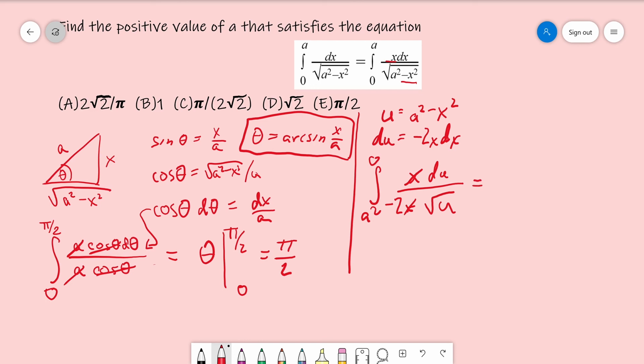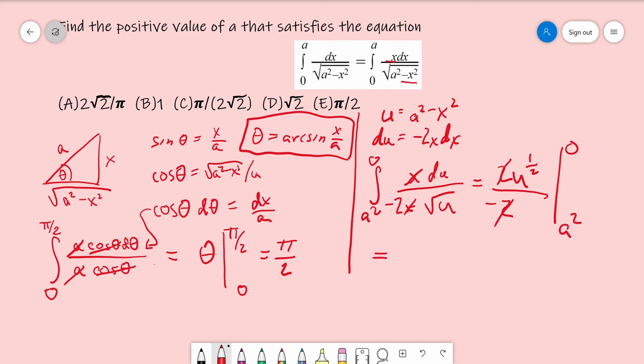Well, what's the antiderivative of 1 over square root of u? Well, that's like u to the negative 1/2. So we're going to add 1. That's going to give us u to the 1/2. And we have to divide by 1/2, which is the same thing as multiplying by 2. And then we have this negative 2 in the denominator, so that's going to cancel out. And we're left with negative u to the 1/2, which we have to evaluate from a squared to 0.